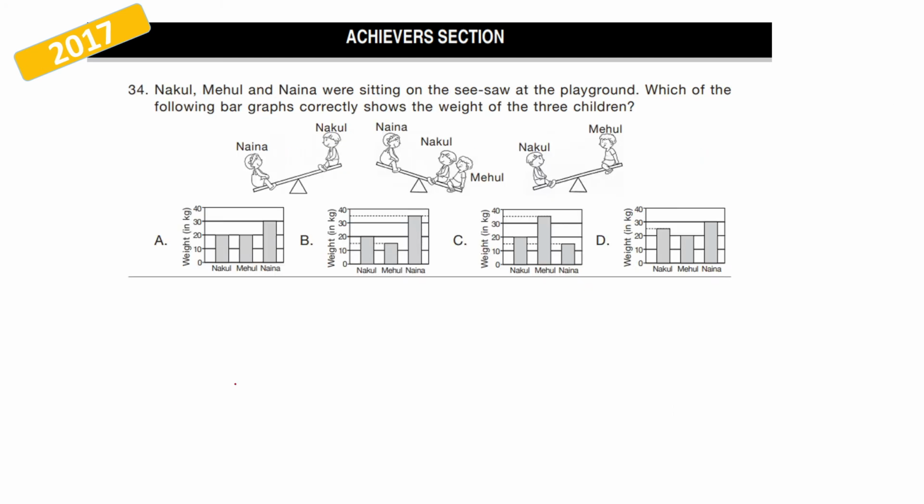Now let's go to our next question. So this is an arranging question. Let's read this. Nakul, Mehul and Naina were sitting on the seesaw at the playground. Which of the following bar graphs correctly shows the weight of the 3 children? So here are the images. Here are the bar graphs. Choose the right answer.